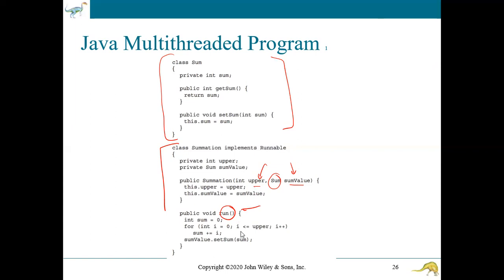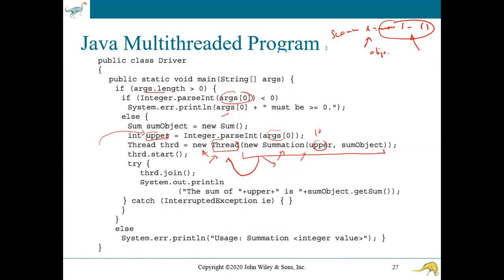Okay. So this is the method that I'm actually running. Okay. Sum value set sum. So I'm going to put the value into here. It made life complicated. You don't need to make this so complicated. But he's demonstrating something here. He created that and kept it here. Okay. And then you start the thread. So that means it's going to go and start running.